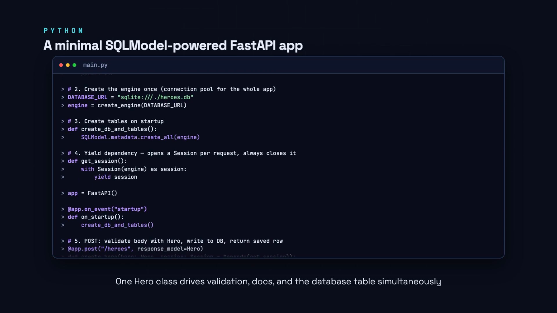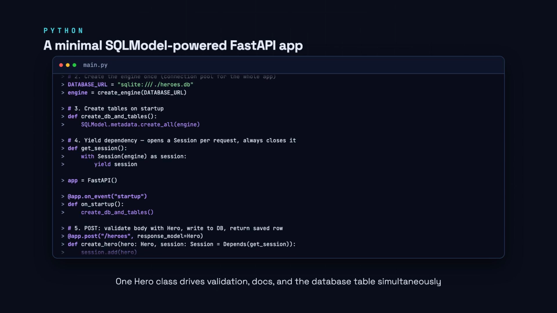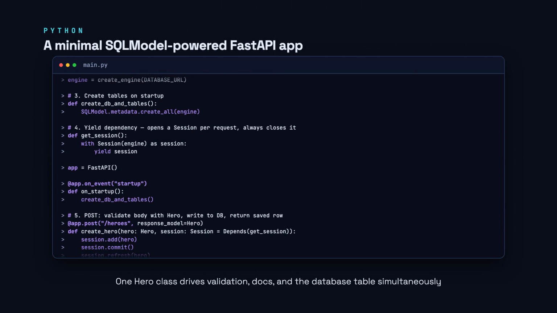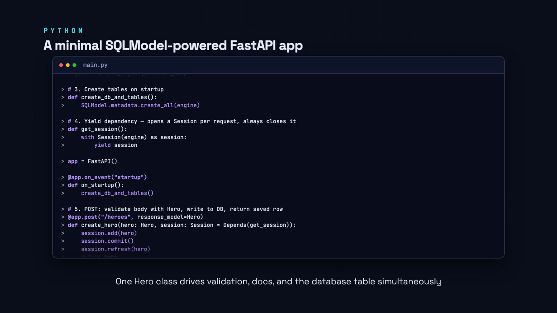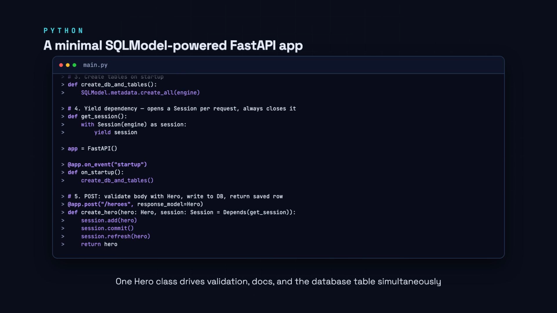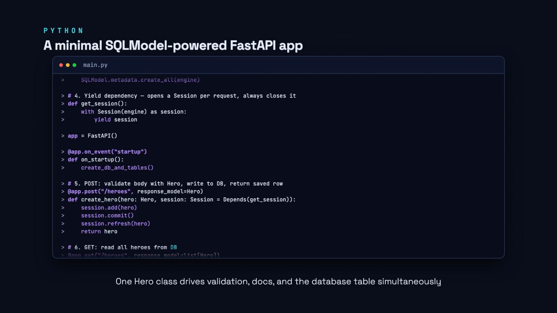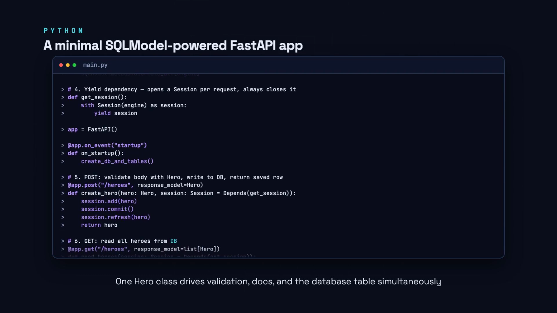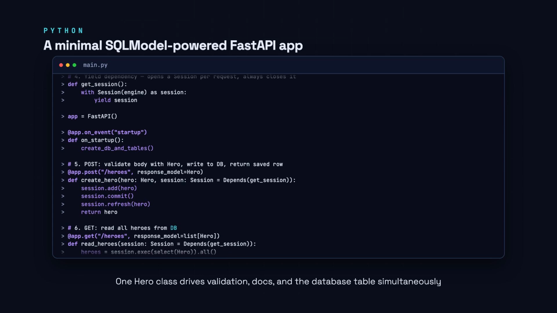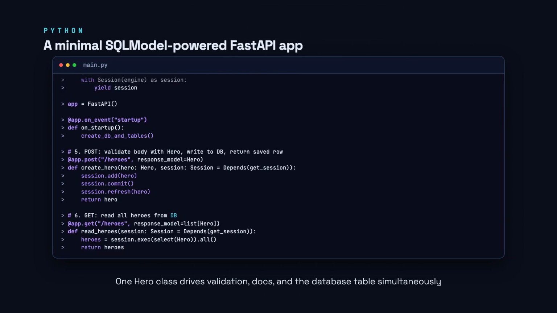The get_session function is our yield dependency. It opens a session using a context manager, yields it into the path function, and the context manager closes it when the request finishes, even if an exception is raised. In create_hero, FastAPI uses the hero class to validate the incoming JSON body, then session.add stages the new row, session.commit writes it, and session.refresh pulls the auto-generated ID back into the object so we can return it. In read_heroes, session.exec runs a SQLModel select statement, and .all returns every row as a list of hero instances.